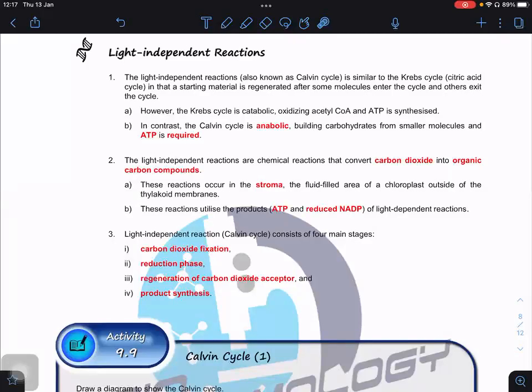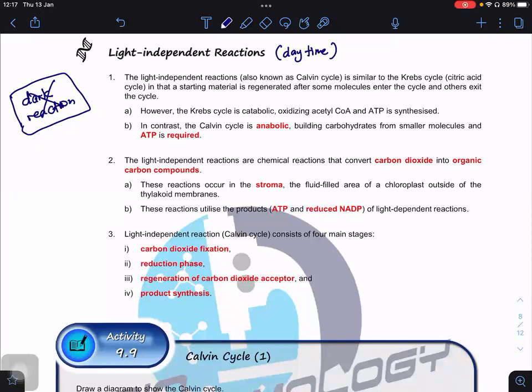Okay, so we continue with the light-independent reactions, which is also known as the Calvin cycle. Now some books use the term dark reaction, which is not a correct term because it gives us the idea that this reaction happens at night times, which is not correct. In fact, light-dependent reactions take place during the daytime. It's just that these processes do not require light energy directly.